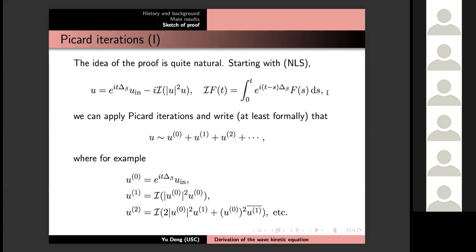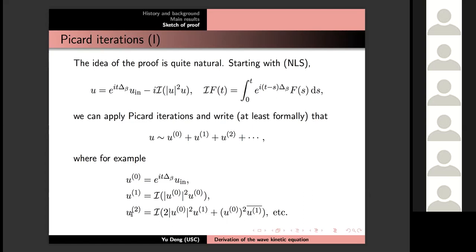We can apply Picard iterations, and we write the solution as a power series. So we have U0, which is the linear evolution, and U1 is a Duhamel term for the nonlinearity of U0, the Duhamel evolution of U0 squared U0. If you imagine the initial data is a Gaussian-like function, then U0 is also a Gaussian function, and U1 is a trilinear Gaussian function, a combination of products of 3 Gaussians. U2 will be the Duhamel evolution of U0 squared times U1, and also U0 squared times U1 bar. And U2 will be like a quintilinear Gaussian, because it's a product of 5 Gaussians.